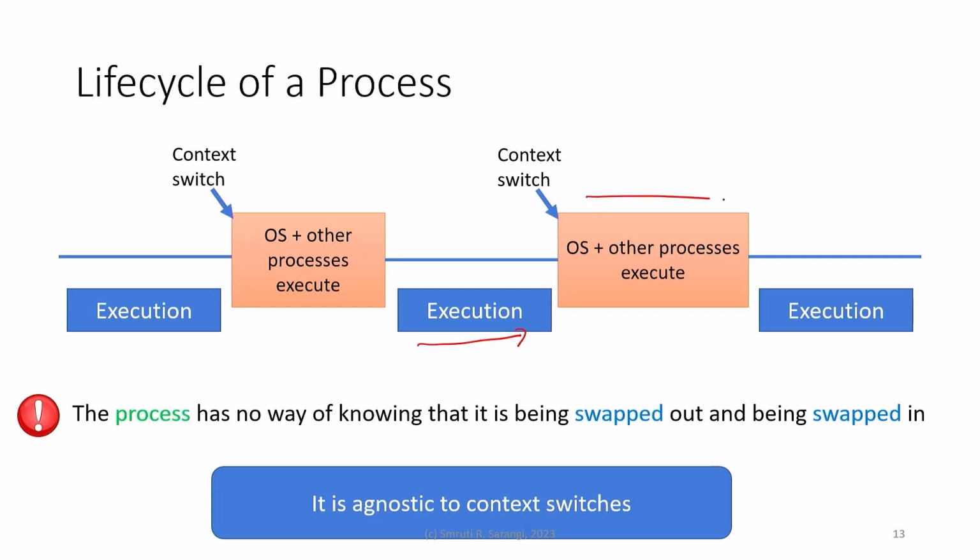Again, you may be interrupted. Again, the OS may run. The OS may run its own processes. It may run other user processes. And then you'll basically keep coming in and keep going out. So the process should have no way of knowing that it is being what is called swapped in and swapped out. So when it's running on a core, you say it is swapped in, and when it is not running, you say it is swapped out. So it should be oblivious or agnostic to so many context switches that are happening.